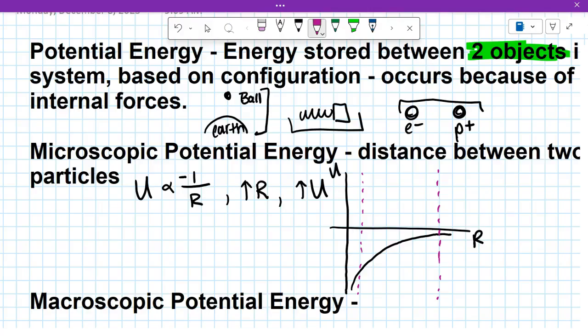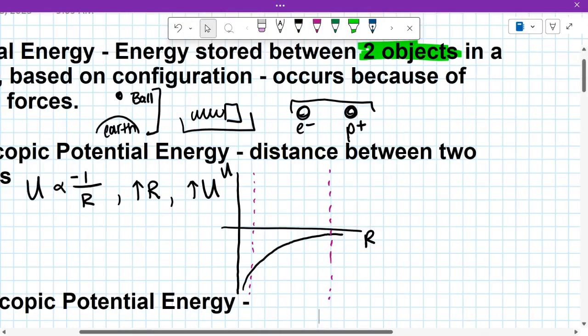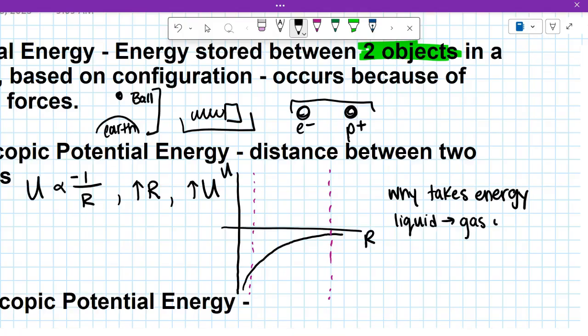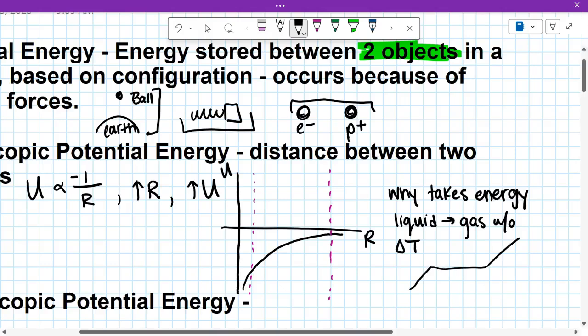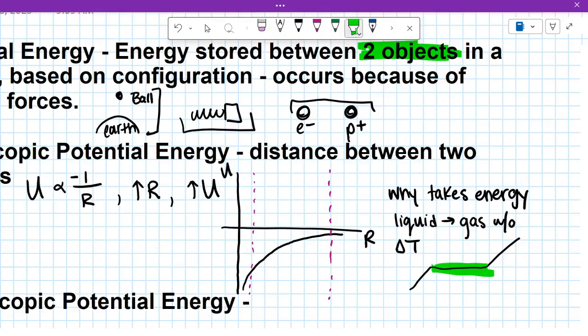So that's microscopic. This is why it takes energy to go from a liquid to a gas without a change in temperature. This is why there are those flat parts on a phase change diagram. During this flat part, the temperature is not changing, the kinetic energy is not changing, but the potential energy is changing. What we're doing is working to break some bonds and pull those particles apart, giving us more potential energy in our system.